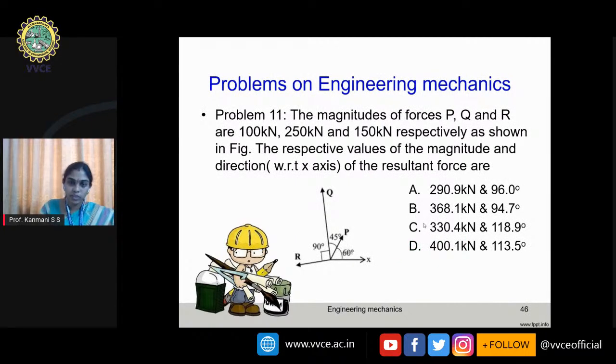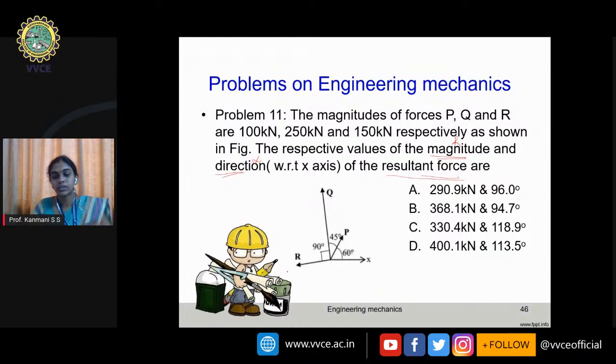So this problem was given in the mock test that we had yesterday. So the magnitude of forces P, Q, and R. We have three forces here: P, Q, and R. 100, 250, 150. The respective values of magnitude and directions of the resultant force R. So the resultant force we have to find. For the resultant force, I have to find what is magnitude and direction. Magnitude is nothing but R value, direction is nothing but alpha value.